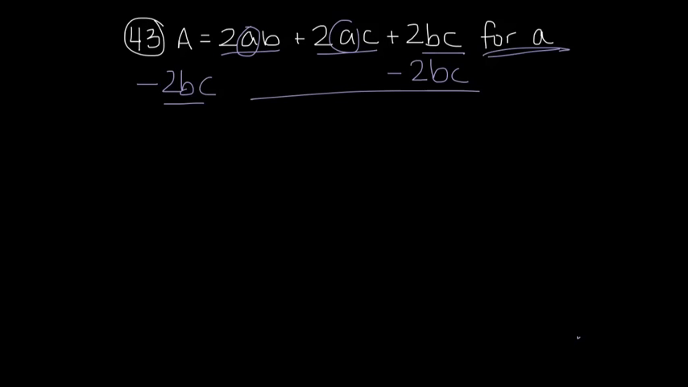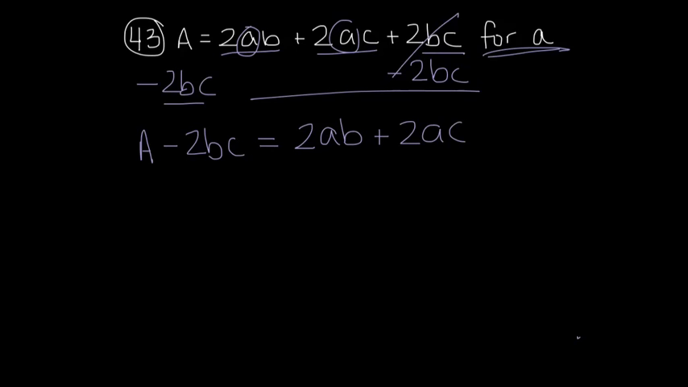The a and the 2bc are not like terms, so that leaves me with a minus 2bc equals, these cancel out, and I'm left with 2ab plus 2ac. Same idea as the last problem now. Every term on the right has that little a in it that I'm solving for, so I will factor it out, take the reverse of the distributive property. On the left, I'm left with a minus 2bc. On the right, I'll factor out that little a, and I'm left with 2b plus 2c.